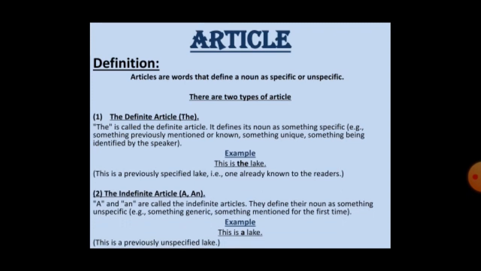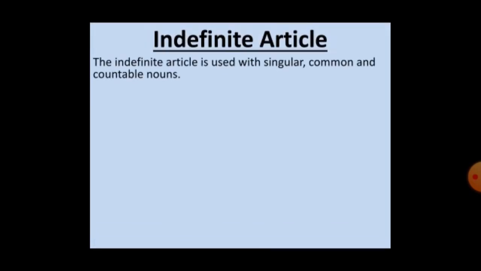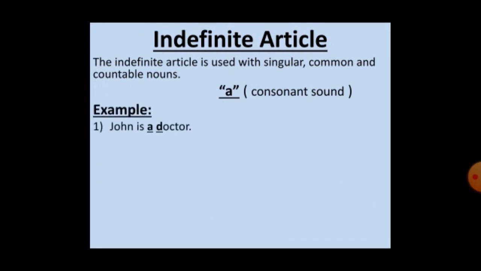Okay students, now I move towards the use of the indefinite article. The indefinite article is basically used to show singular, common and countable nouns. There are two types of indefinite article: a and an. The article "a" is used for nouns which start with a consonant sound. For example, John is a doctor. Doctor is a countable, singular, common noun, and it starts with a consonant sound. That's why "a" is put here.